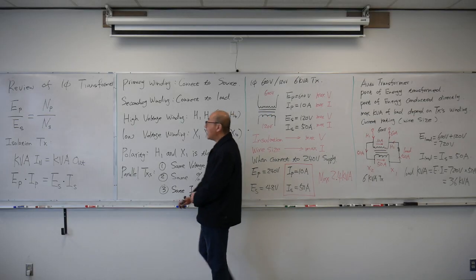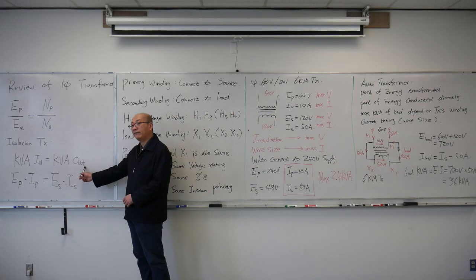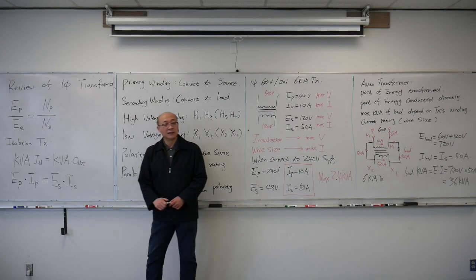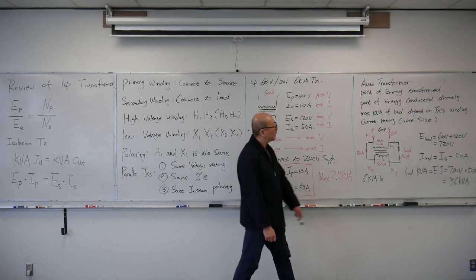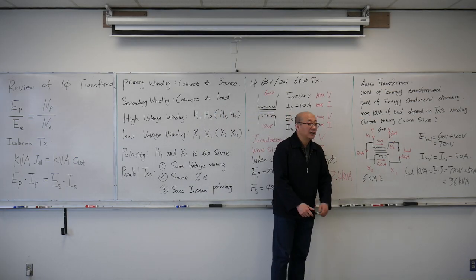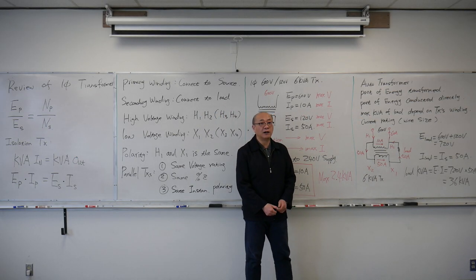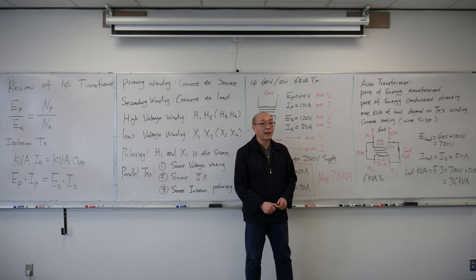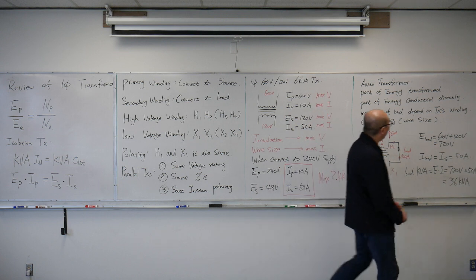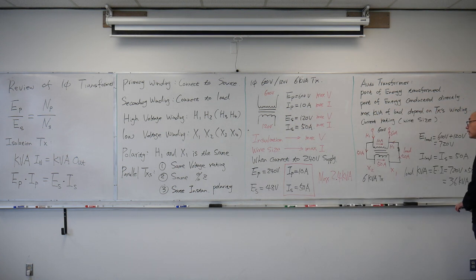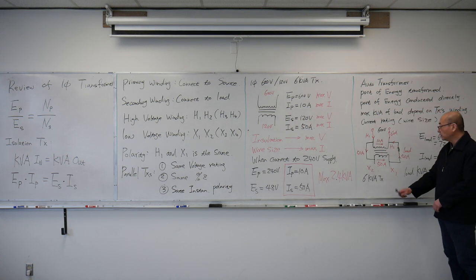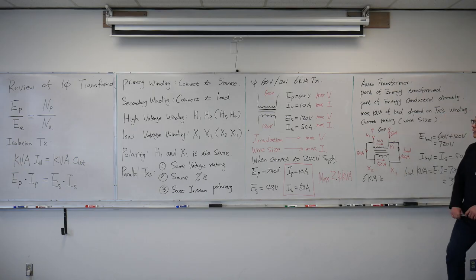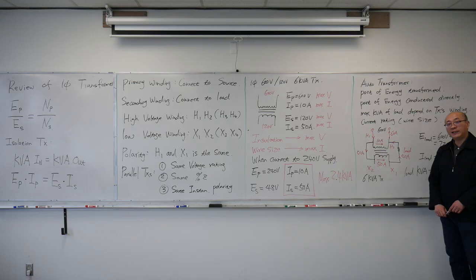When we're talking about an isolation transformer, the kVA in equals the kVA out. For an auto transformer, because part of the energy is conducted directly to the load, that formula is not going to apply here. I'll give you one example. I have a 600 volt to 120 volt transformer, same as that one, 6 kVA rated.